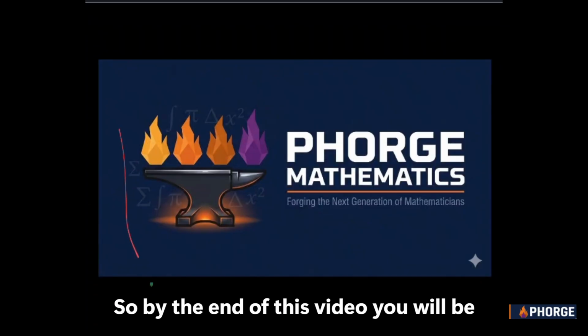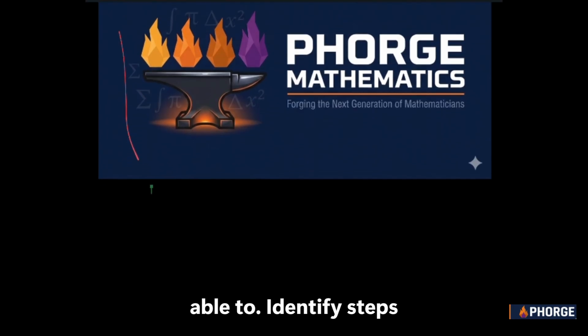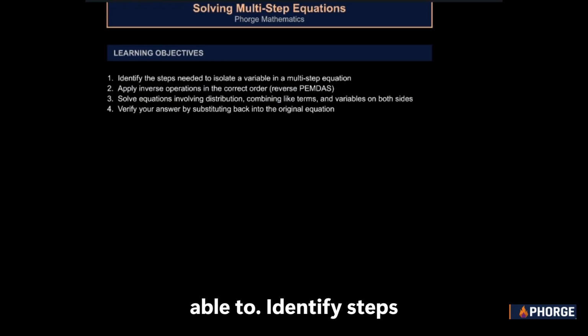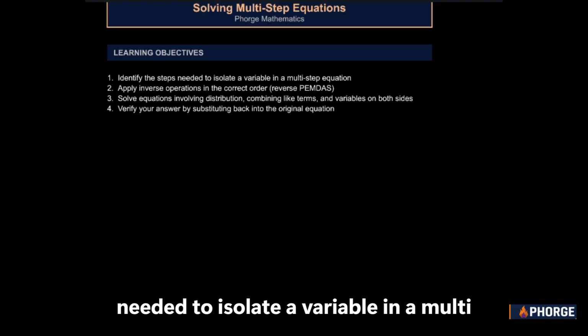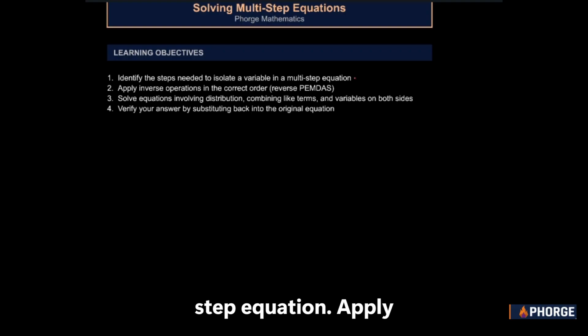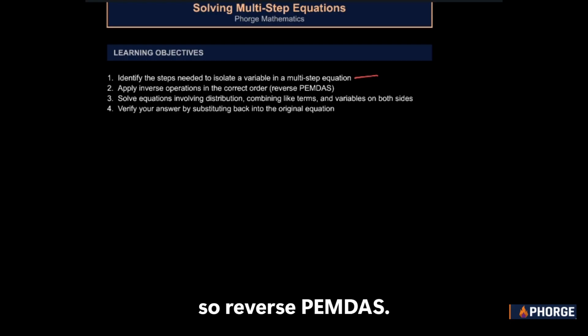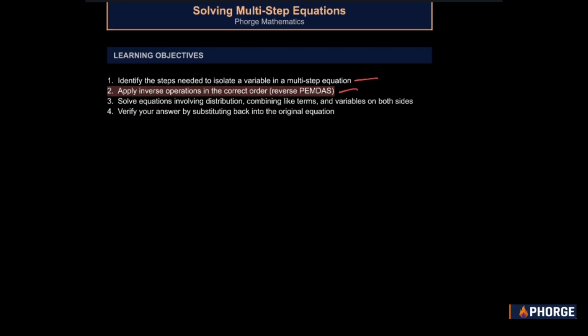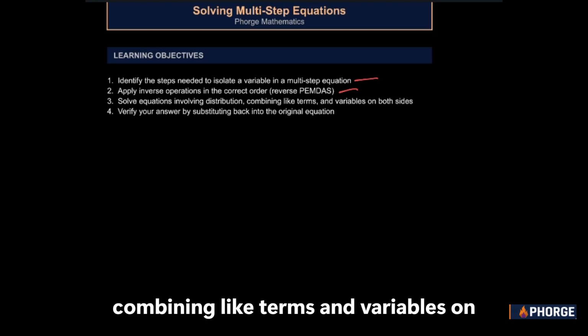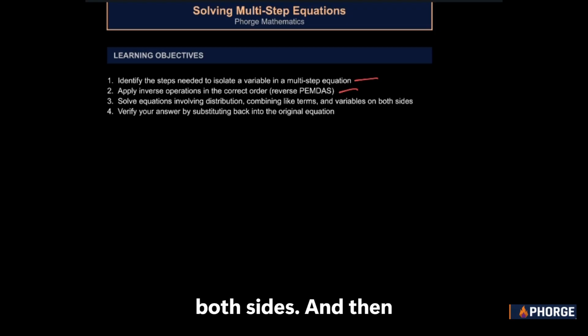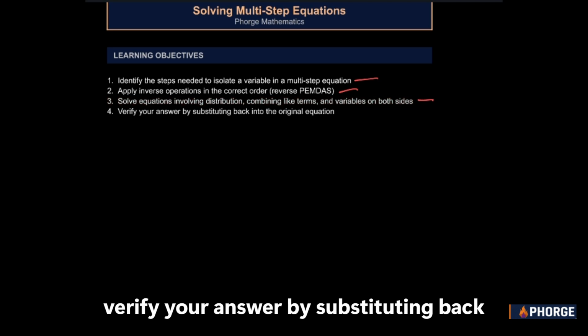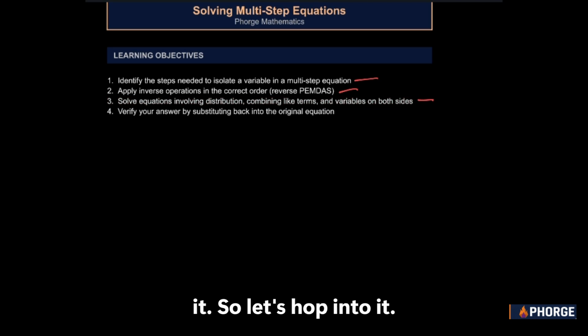By the end of this video, you will be able to identify steps needed to isolate a variable in a multi-step equation, apply inverse operations in the correct order, so reverse PEMDAS, solve equations involving distribution, combining like terms and variables on both sides, and then verify your answer by substituting back into the original equation. So let's hop into it.